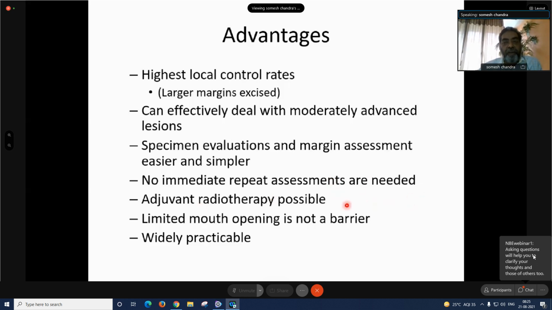Adjuvant radiotherapy can be given to these patients who undergo partial laryngectomy. Limited mouth opening is not a barrier, which is a very common issue in our part because of the tobacco and peanut chewing. And it is widely practicable. You don't need any special device or very high-end technology to do that. This can be done in any operation theater.